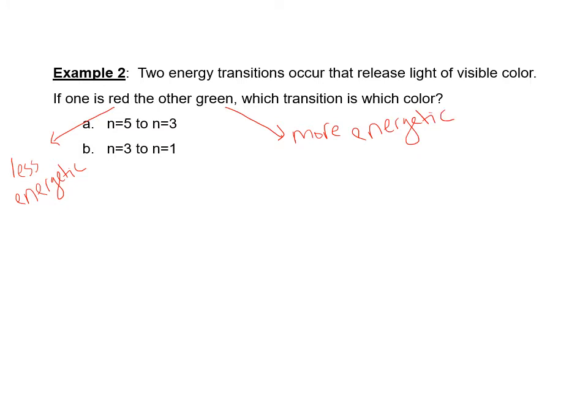Since 3 to 1 is a bigger difference in energy, remember we said the gap between 3 and 1 is much greater because they're closer to the nucleus. 3 to 1 would be green, and 5 to 3 would be red, because 5 to 3 does not release as much energy.